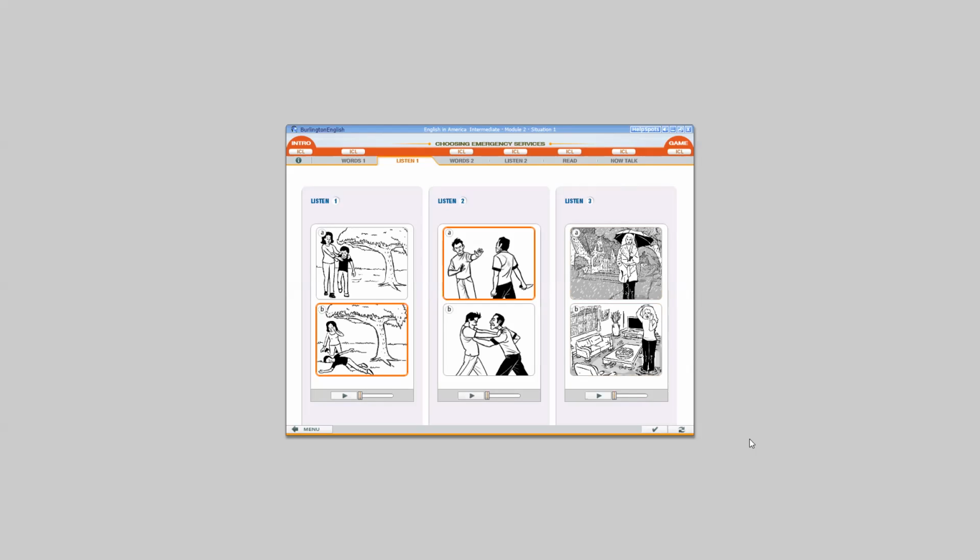Okay, so what picture goes with number 3? Picture A or picture B? Picture B is correct. So let's check ours. They're all correct. Good job. Now we're going to go to words 2.